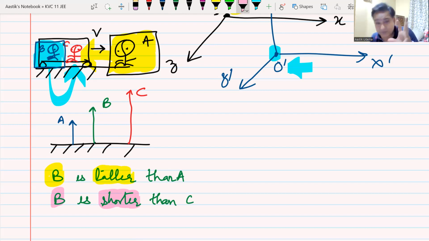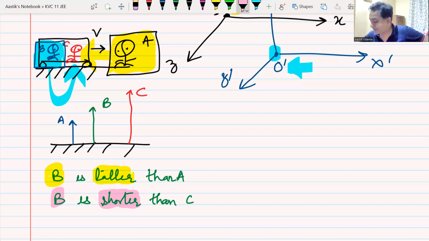Because of the reference, or reference standard, or comparison standard, B is looking taller in one case, or B is looking shorter in the other case. But B is still B. Nothing has changed about B. Why is B looking taller and why is he looking shorter? Because I have changed my reference. Yes or no? I have changed my reference.